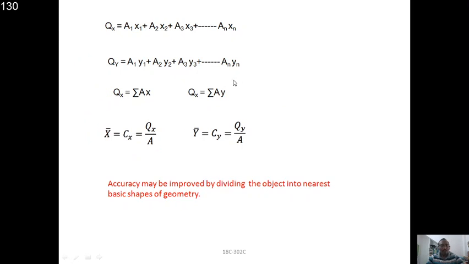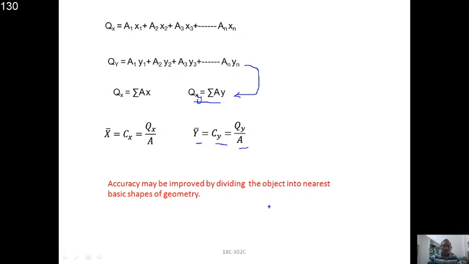We need to follow a similar procedure for Qy also. Qy is also a summation of the product of the area and the distance of their centroids from the x-axis. So that is given as Qx and Qy. This one is Qy. Therefore, y bar equals Qy by A.